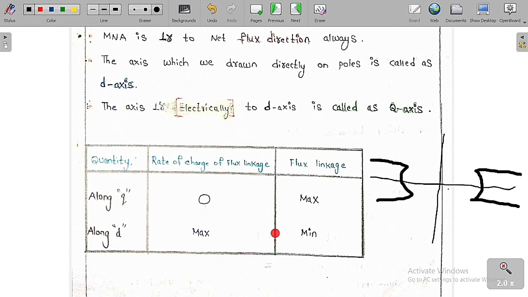So this is the concept that you always need to keep in mind. Along this q-axis, the flux linkage is maximum because the area is maximum, but the rate of change is 0. Whereas along the d-axis, the flux linkage is minimum, nearly equal to 0, but the rate of change is maximum. This is the point that you always need to keep in mind. That is the reason we always keep the brushes along the q-axis. So at that instant, the coil which is going under commutation will have induced EMF equal to 0, so no spark we can get.